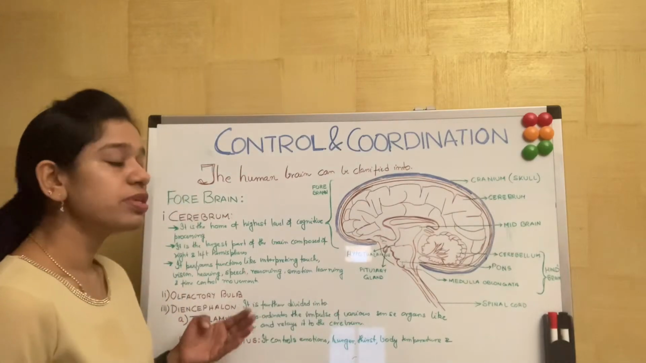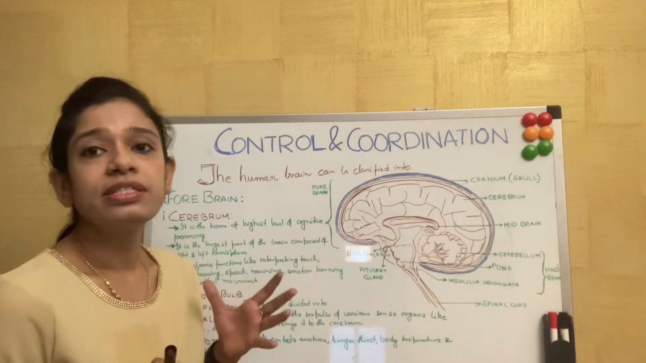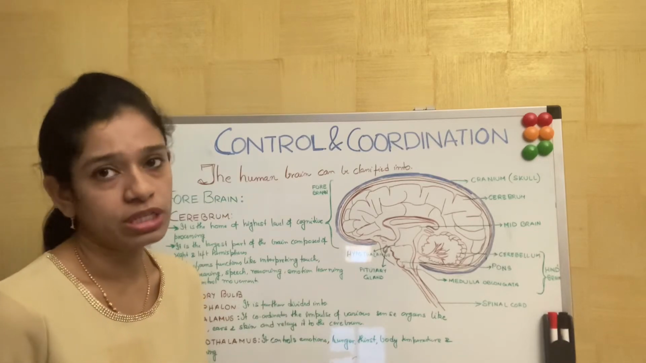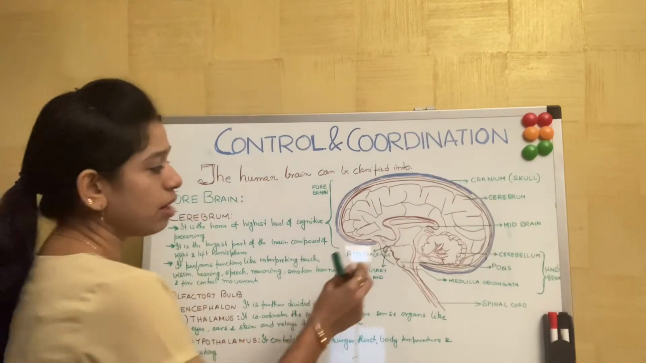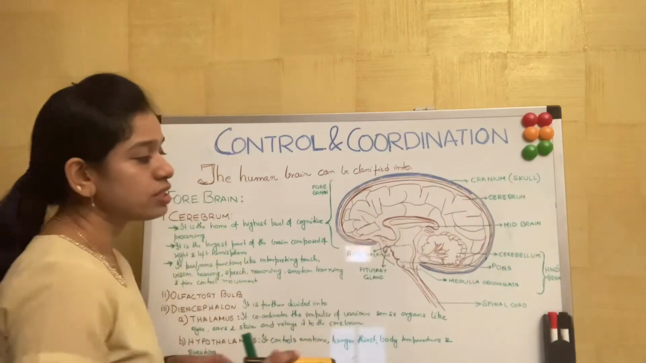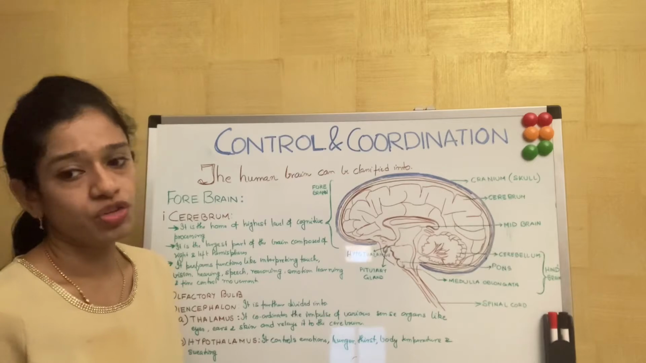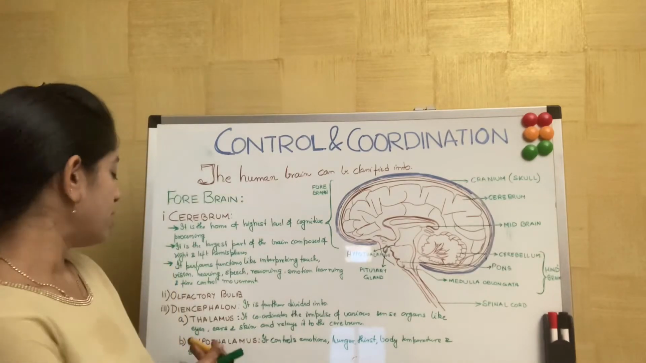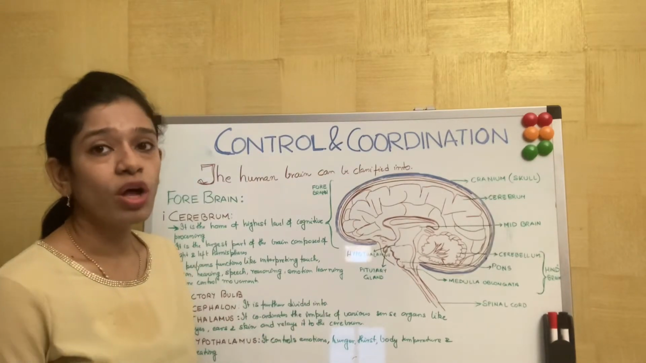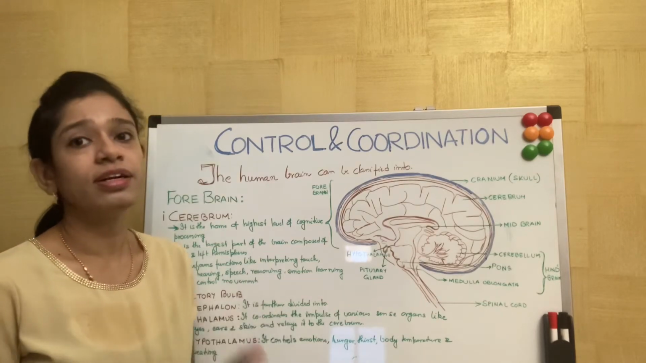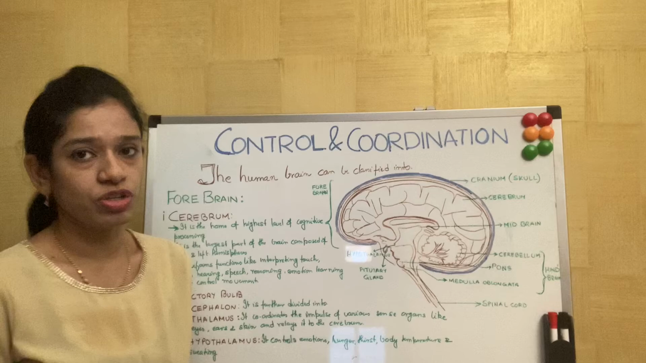The hypothalamus controls the impulses of emotions, hunger, thirst and body temperature, and also sweat. So the hypothalamus controls all the involuntary processes like emotions, hunger, sweat, thirst, body temperature, etc.